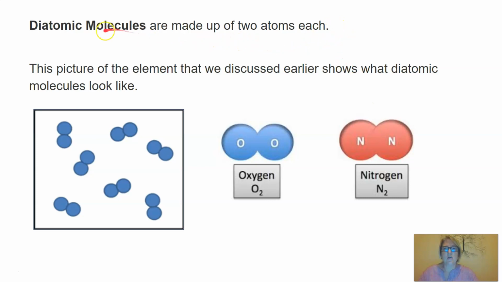So what is a diatomic molecule? Di refers to the number 2 and atomic refers to atoms. So a two atom molecule, or one molecule that is made up of two atoms. This picture of the element that we discussed earlier shows what diatomic molecules look like. Here we have one molecule with two atoms each time. Here is a diatomic oxygen molecule, one molecule with two atoms. Here is diatomic nitrogen, one molecule with two atoms.